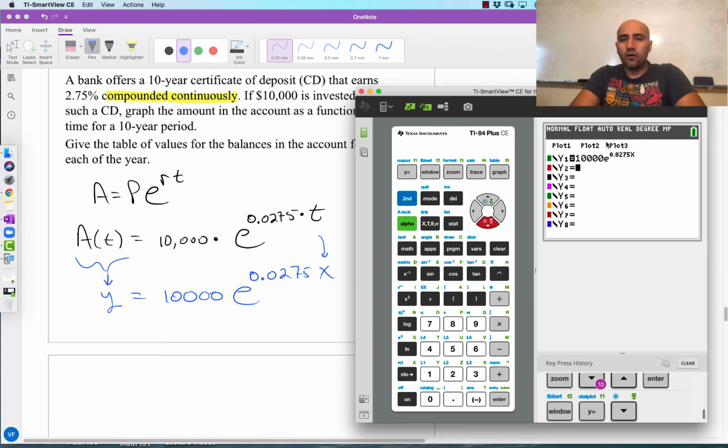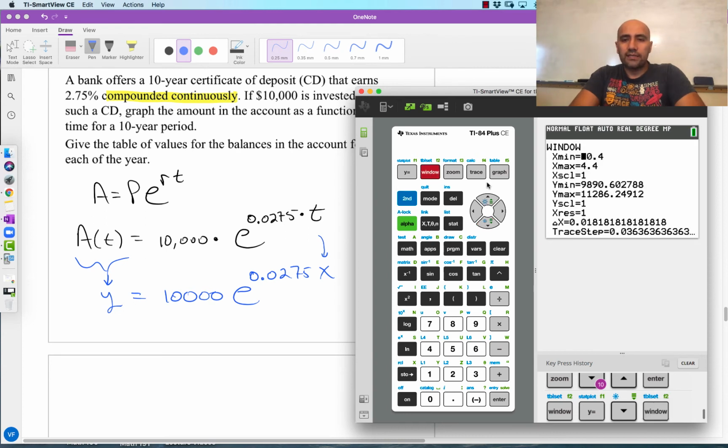Okay, so now that they're all deactivated, we're going to go over where it says window, and type in the window that we're interested in. The input values are going to range from 0 through 10, so let's go a little bit farther to the left, from -1 through 11. That should capture what I'm interested in, between 0 and 10.